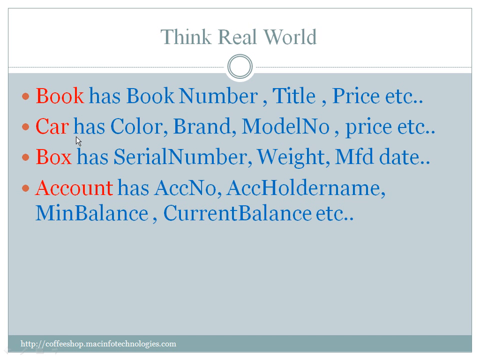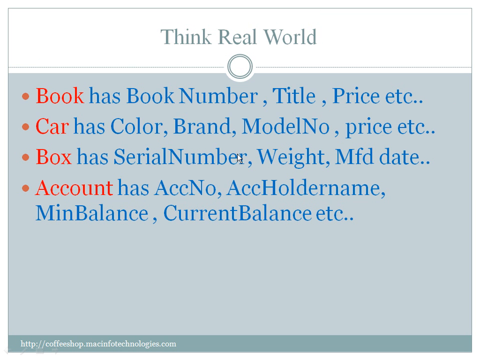And we have car. Car also has color, brand, model number, price, etc. So all these features of a car should be kept together. And a box has serial number, weight, manufacture date. And a bank account has an account number, account holder name, a minimum balance, current balance, etc. So these things which you see in red should be defined as a whole entity, and should not be declared with separate variables.